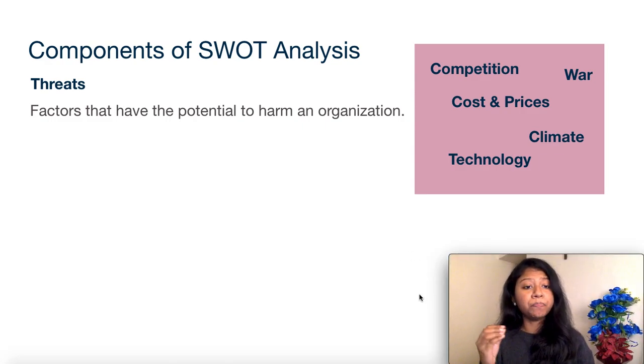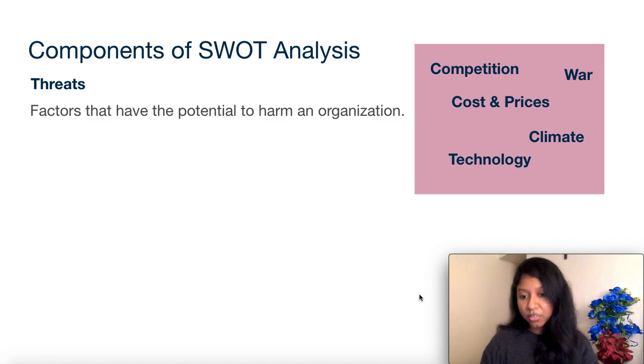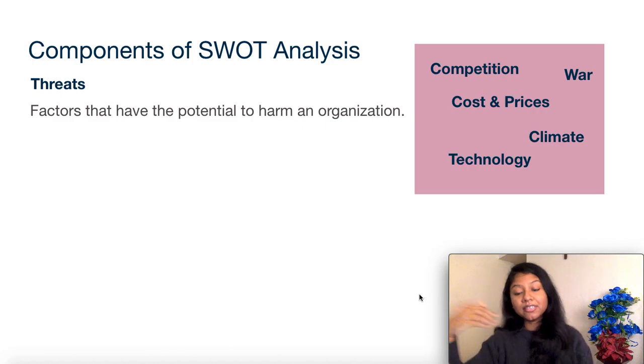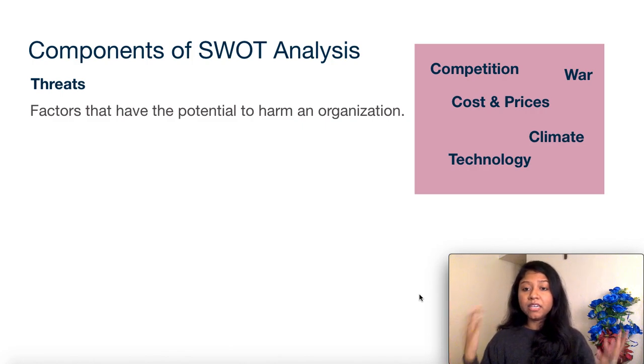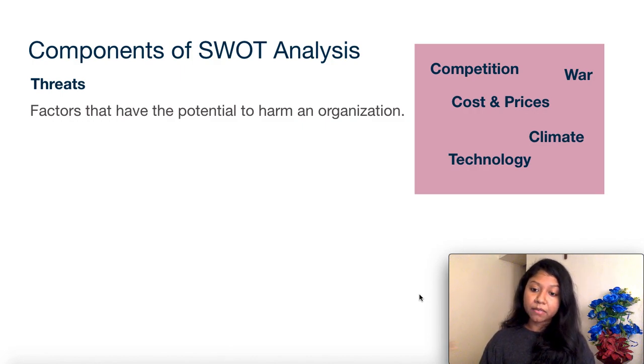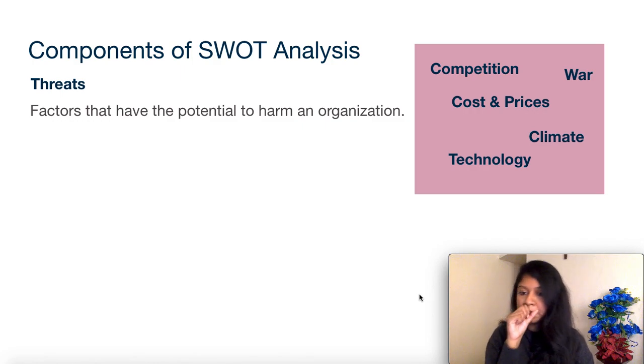These threats are factors that have the potential to harm an organization, and these threats are external threats, as I said. It could be competition, maybe some other competitors offering the same solution that you're providing at a much lesser rate, at a very user friendly price. Cost, it could be different packages. Or war, that could be one of the factors that could threaten your business. Climate, if especially you're running, let's say, an agricultural or organic based business, sometimes climate could be another factor.